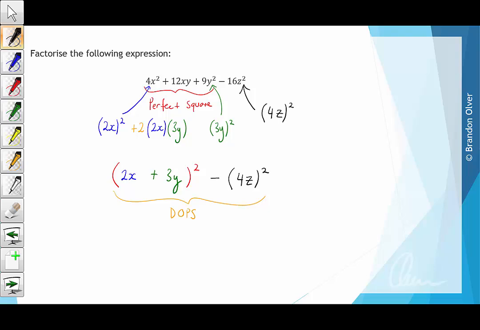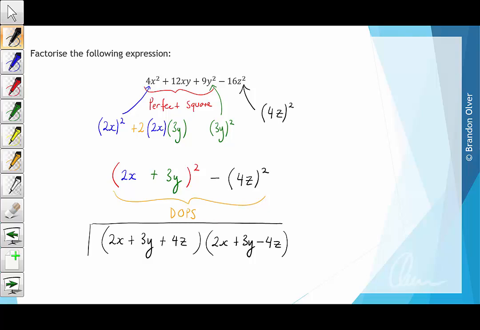So to do that, all we do is we take the first square and we have 2x plus 3y and 2x plus 3y. And in the first one we add on 4z, and in the second one we subtract 4z. So overall, the expression 4x squared plus 12xy plus 9y squared minus 16z squared can be factorised as the expression in the box here.